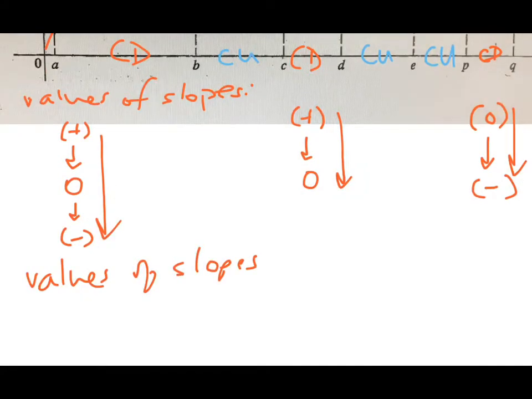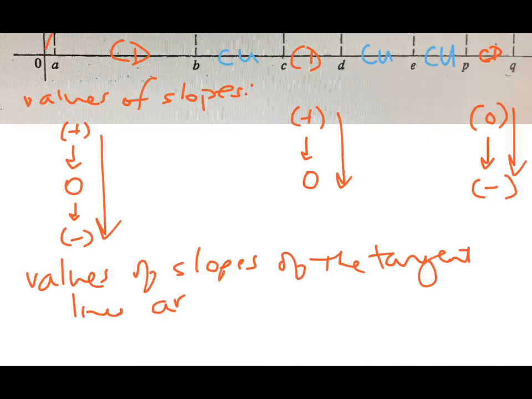The slopes of what are we talking about? The slopes of the tangent lines. So the values of the slopes of the tangent lines are decreasing. Such amazing chicken scratch.